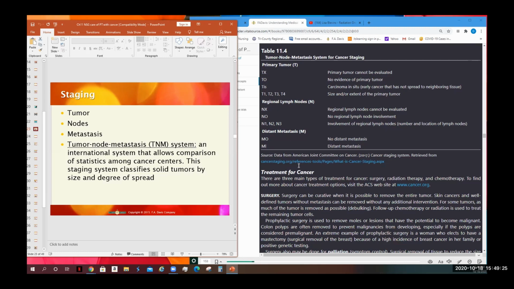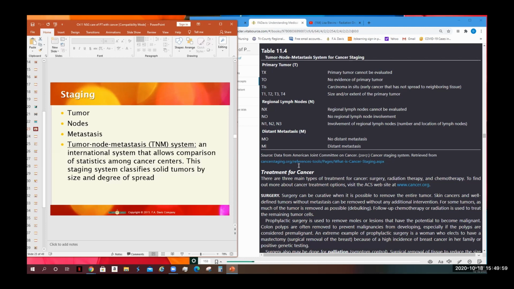So for the primary tumor, TX means the primary tumor cannot be evaluated. T0 means there's no evidence of primary tumor. Tis would be carcinoma in situ. This is early cancer that has not spread to neighboring tissue. From there, there's T1, T2, T3, and T4, which are the size or extent of the primary tumor.